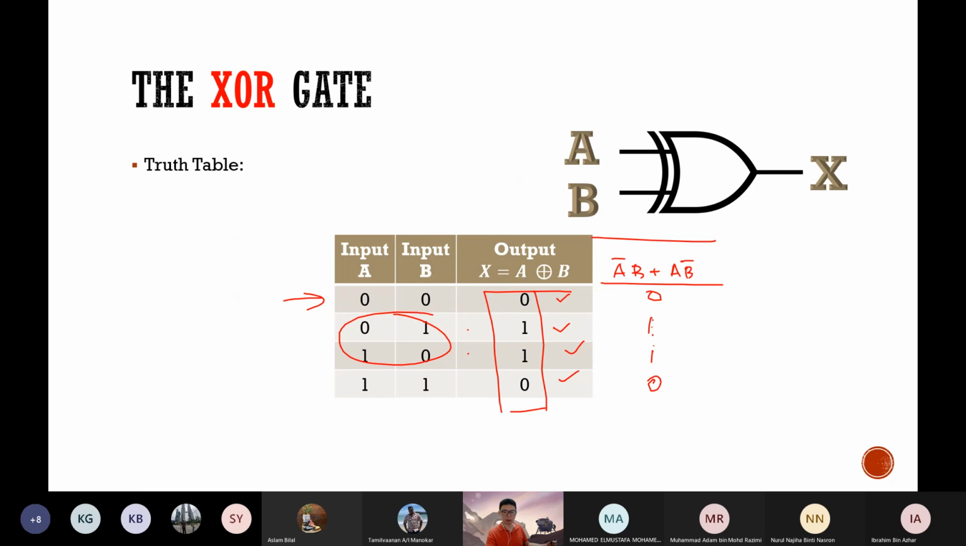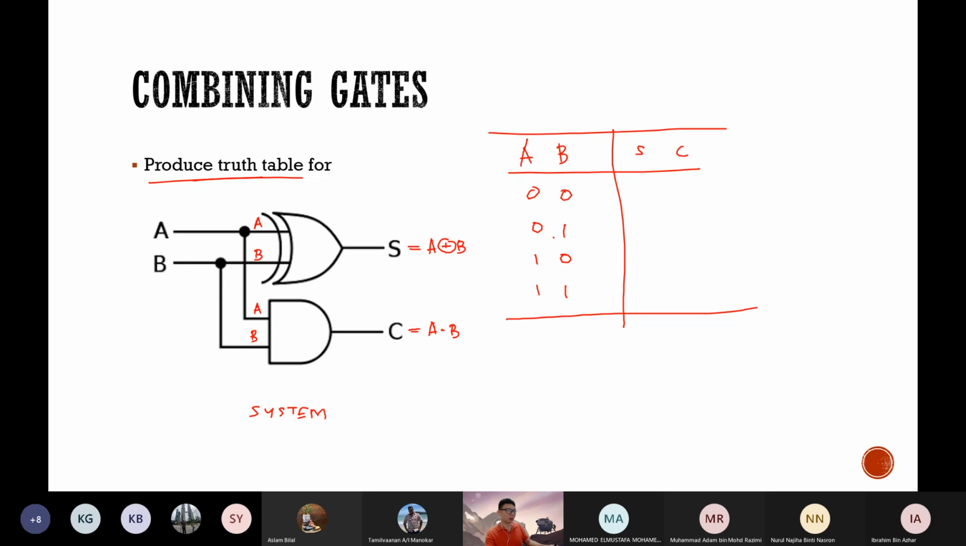With that, let's try to solve this. Okay, so when it's the same, it gives you a low signal. Okay, logic low. When it's different over here, it gives you a high. And when it's the same, it gives you the low signal. Okay, that is basically S.